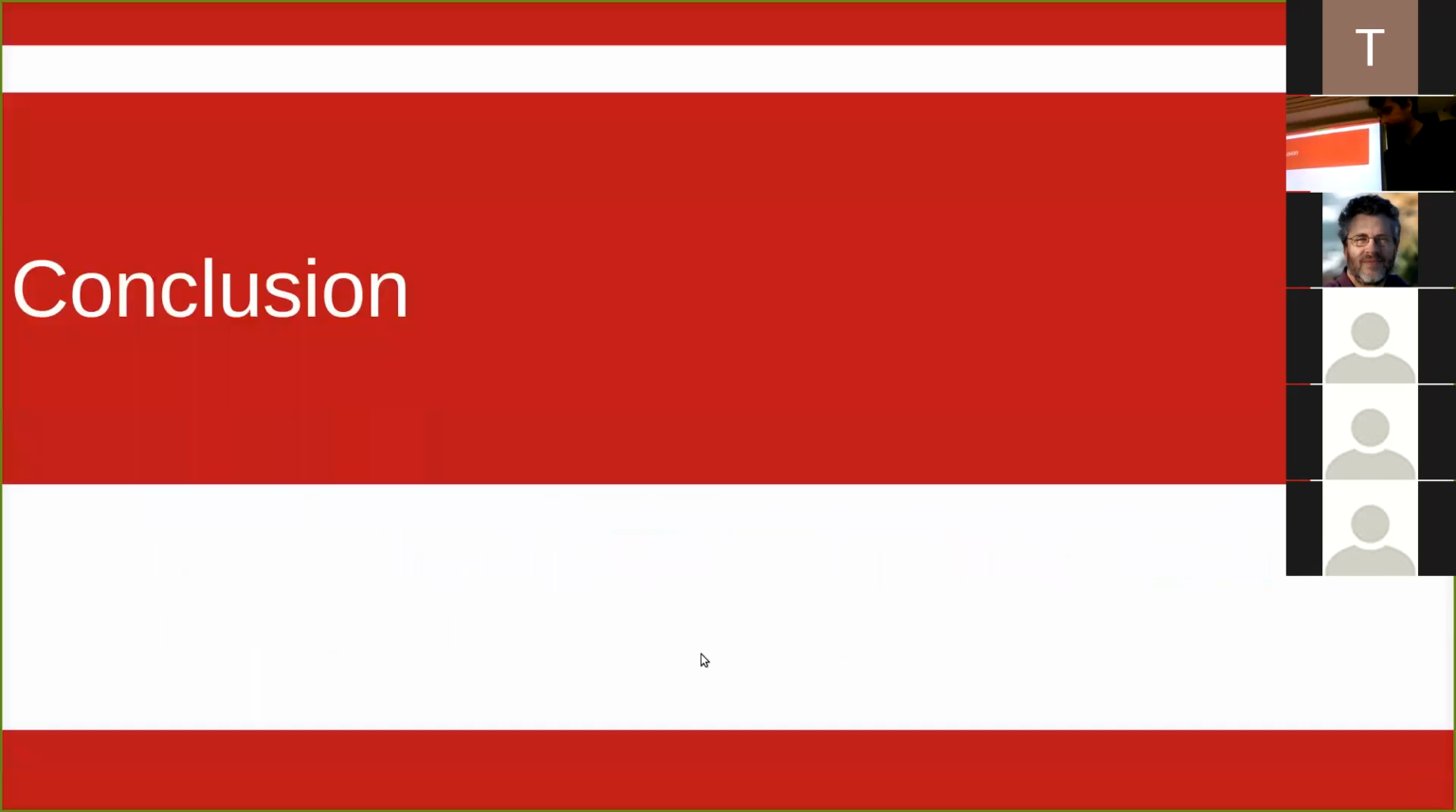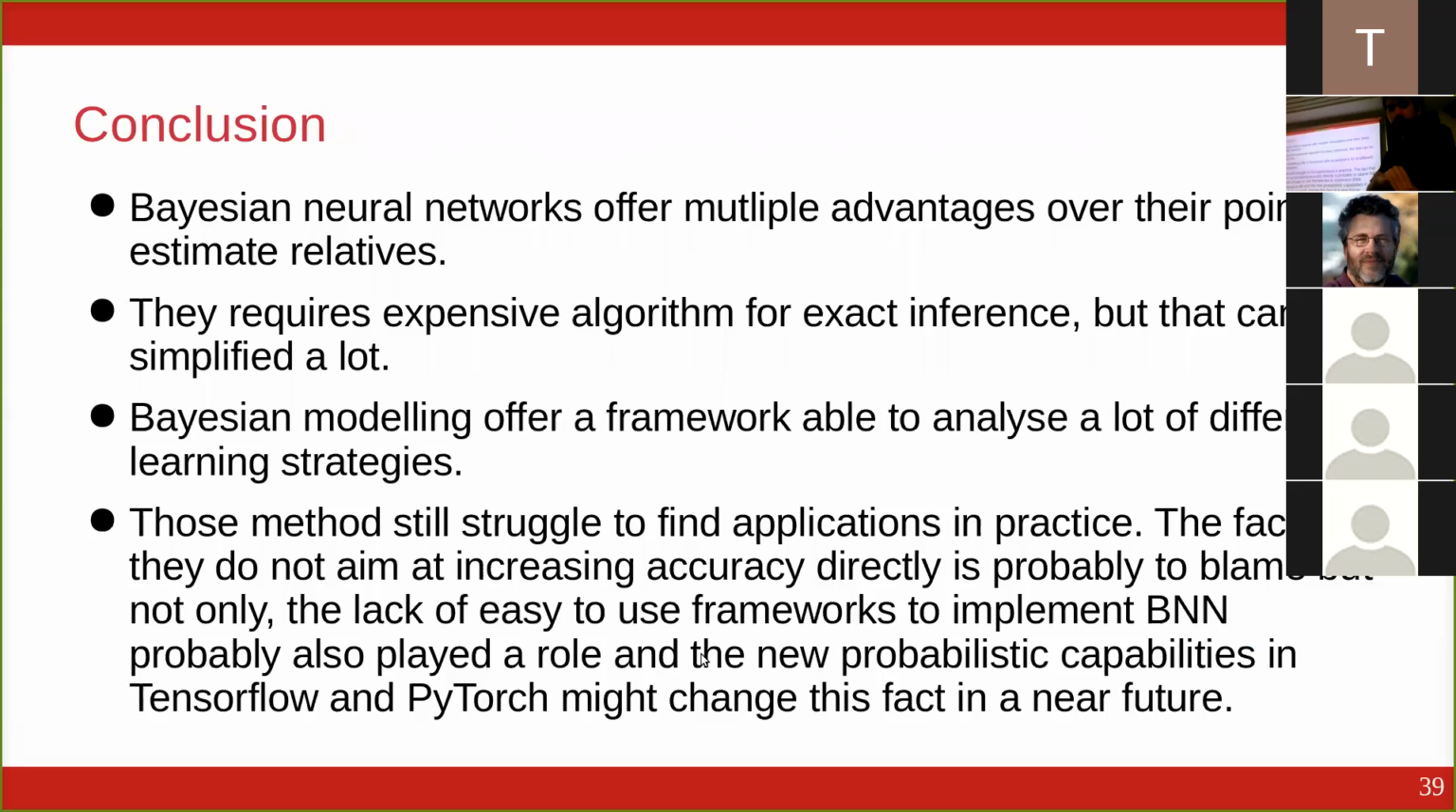Nice. So, in conclusion, Bayesian neural networks are great. Now they offer some advantages over their point estimate relatives. The main problem they have is they are more complex and expensive to compute. So you need some simplification strategies.